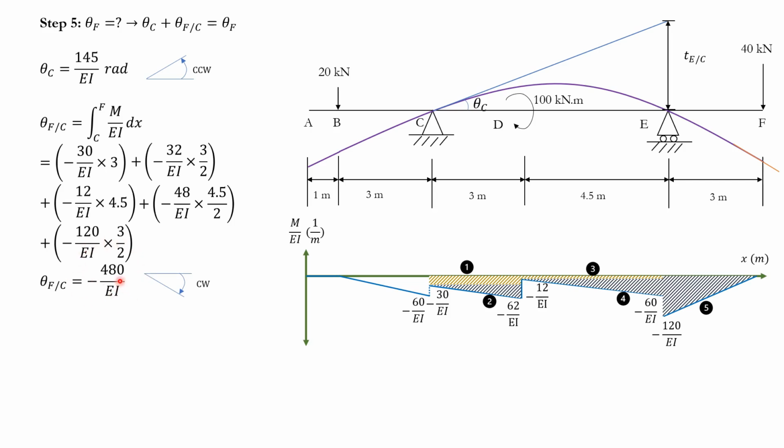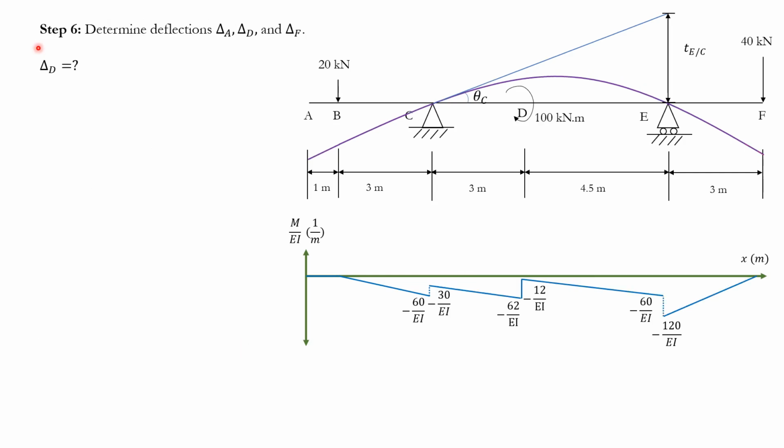And since it is negative, it means that the change from C to F has been clockwise. The only thing we have to do, since we know theta C and we know theta F with respect to C, is get theta F from here. We can simply say 145 minus 480 right there. It is negative 335 over EI radians. And since it is negative, it just indicates clockwise. That's pretty much it. So in this case, for moment area theorems, to find out what rotations are, always go with the sign convention, counterclockwise positive, clockwise negative. Simple as that. And we're done with rotations here. Now we can move on to finding deflections.